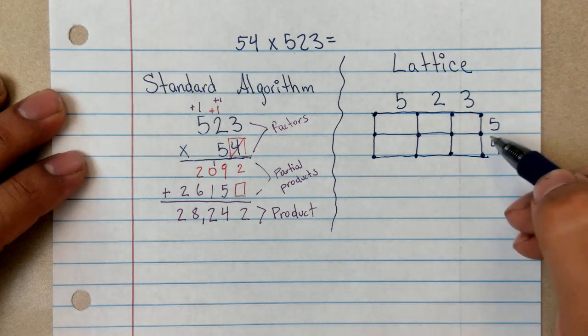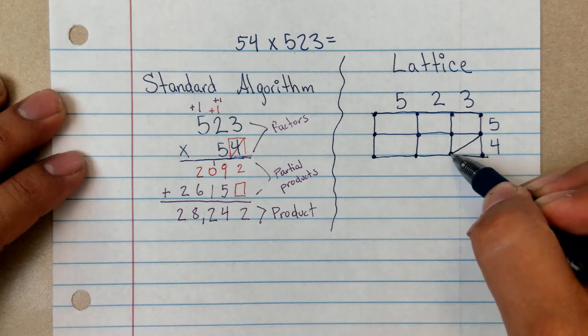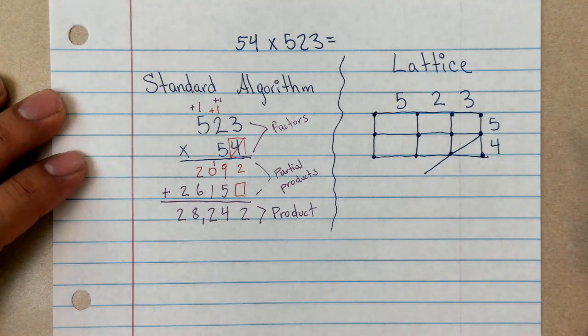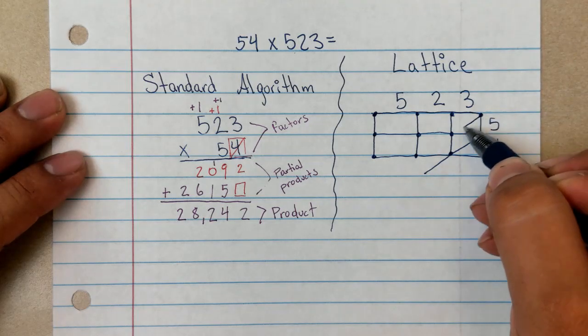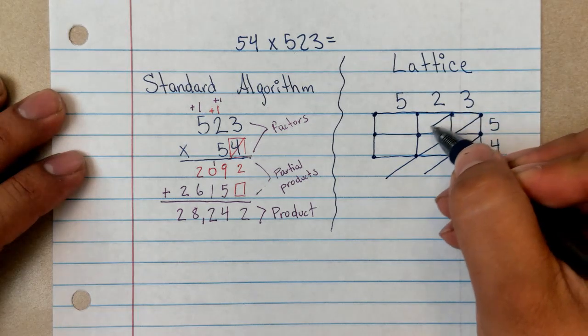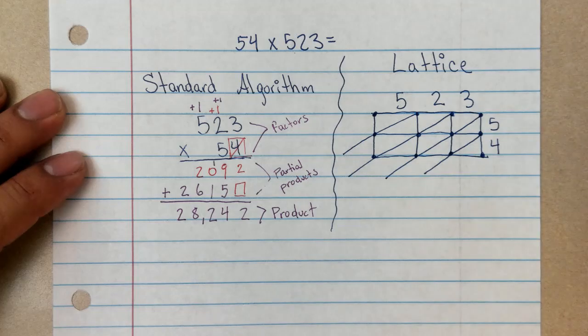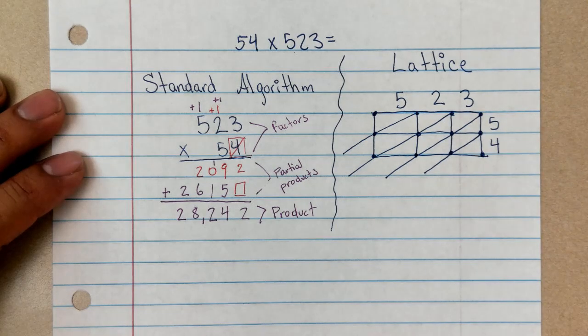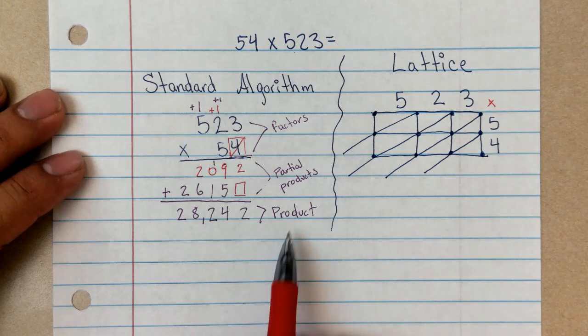So I start here between the 5 and the 4, and I connect the dots, and I can go outside just like that. So we're sliding to the left, so connect the dots, connect the dots, connect the dots. Now, this doesn't look like multiplication at all, but you'll see that we'll end up with the same product.